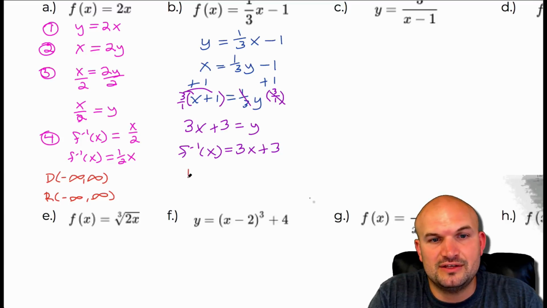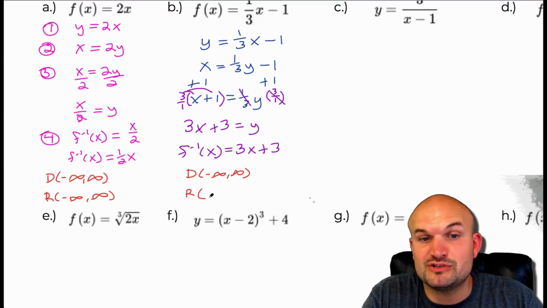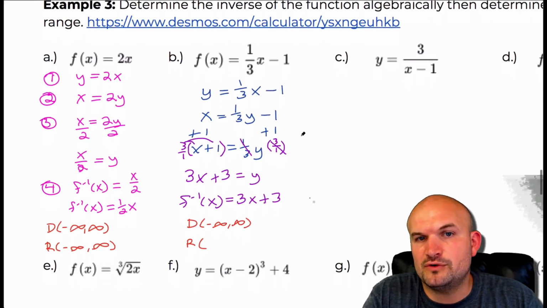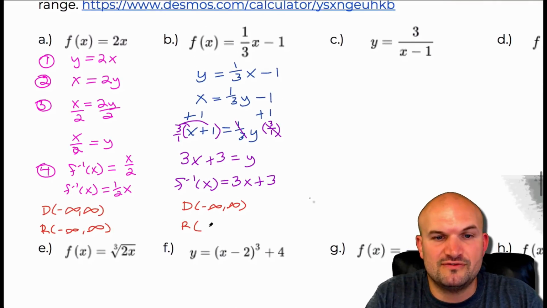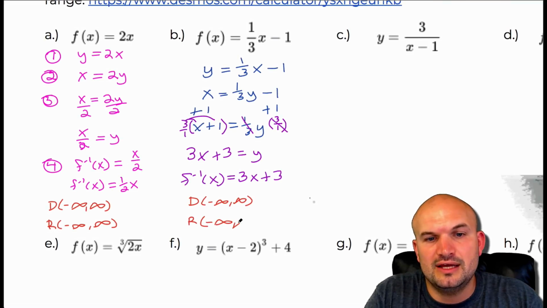So as far as finding the domain, I'm just going to say negative infinity to infinity. If I wanted to find the range of this function, I also know it's a line, so it's unrestricted as far as the range goes. But you could also look at the domain of the original function and say, oh yeah, it's unrestricted as far as the domain of the original function. So that means the range of the inverse is going to be from negative infinity to infinity.